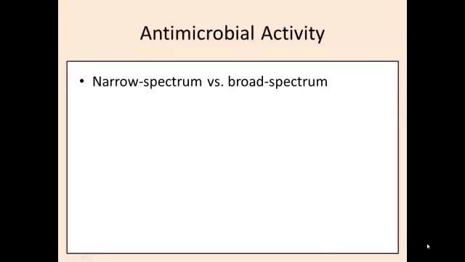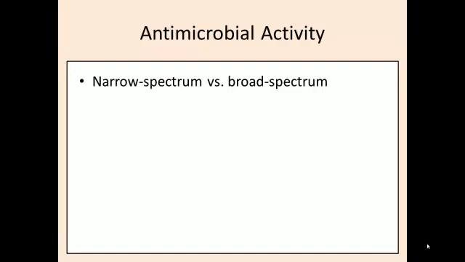Now let's talk about two different terms, broad spectrum versus narrow spectrum antimicrobials. Narrow spectrum antimicrobials are specific against just one group of bacteria. The first penicillin, penicillin G, that we isolated from the Penicillium mold, is narrow spectrum. It only affects gram-positive bacteria. It can affect gram-negative bacteria, but you need much higher quantities.